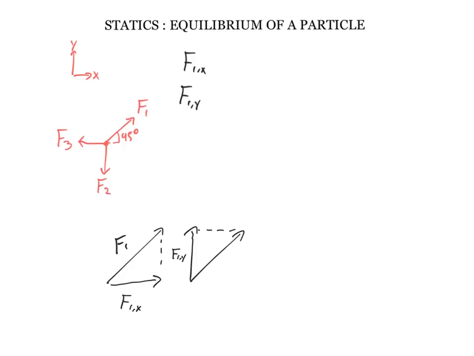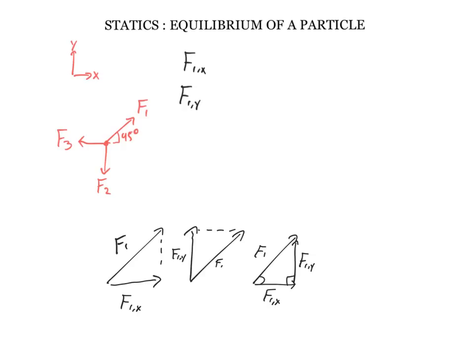So if you look very carefully to these triangles, we can also draw it like this. So here we have F1, and this length will be F1x, and this length will be F1y. So here we already have a triangle with a 90 degrees angle. So we can use our sine and cosine rules to define the values of this F1y and F1x.